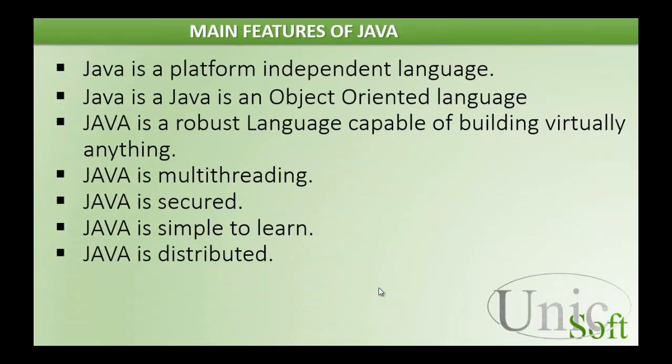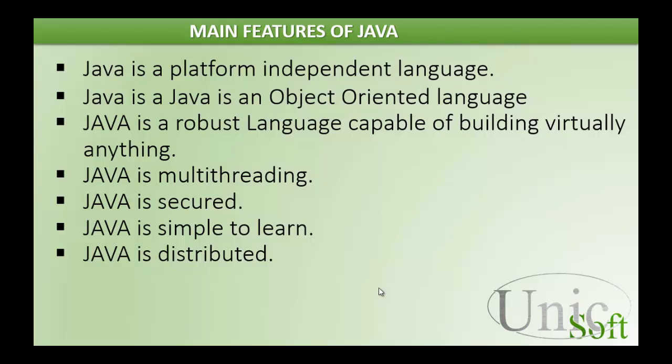The next thing is the main features of Java. Why are we even trying to learn Java out of all programming languages? One of the main features about Java is that it is platform independent. Just like I explained earlier, code written on one operating system can run on virtually all operating systems. Java is an object-oriented language. That is, it makes use of classes and objects.